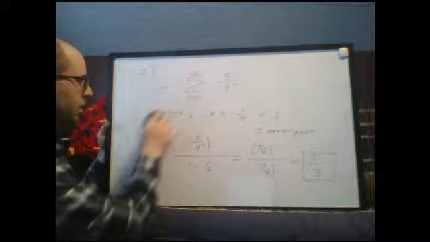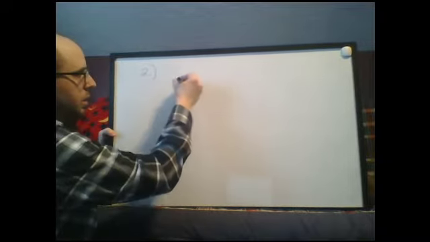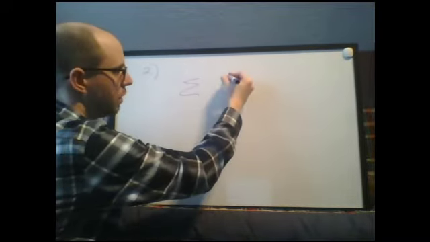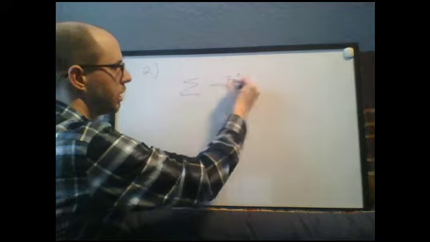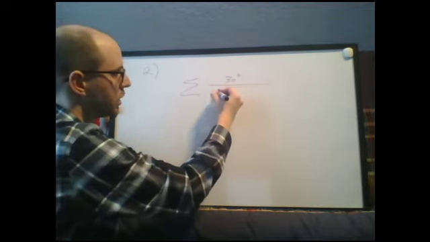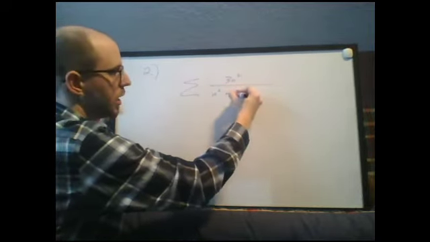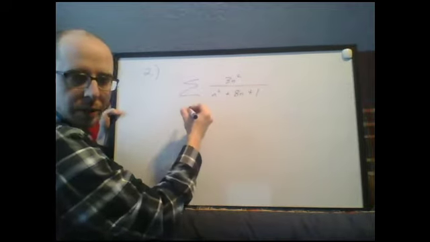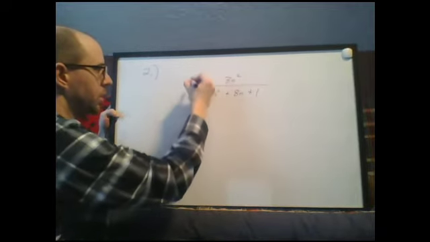All right. One more. Summation of 3n squared over n squared plus 8n plus 1, where n goes from 0 to infinity.